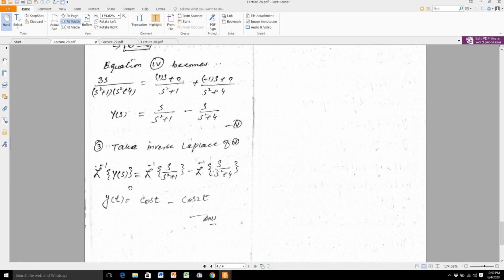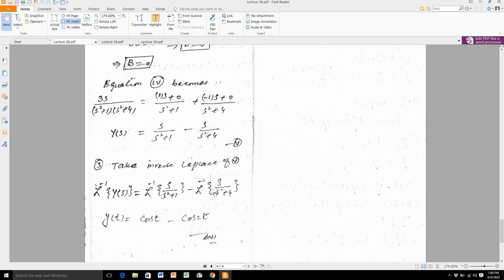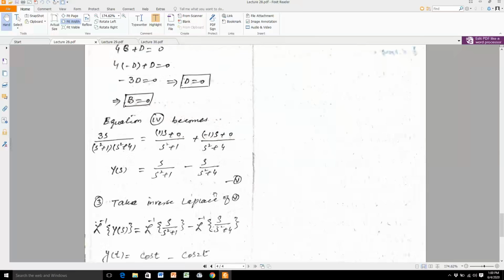So the last step is that we have to take the inverse Laplace transformation of equation number 5. I am applying the Laplace inverse on each term. So I get y of t is equal to cos of t minus cos 2t, and you know these formulas. In this way, this is our answer for this required example.